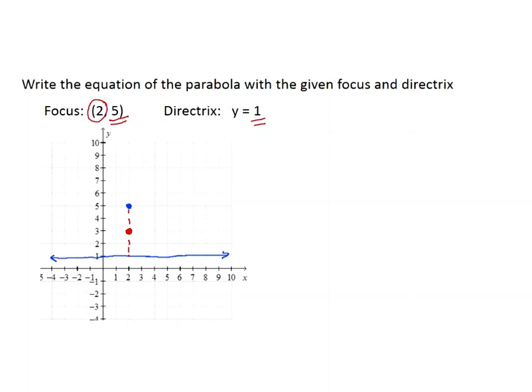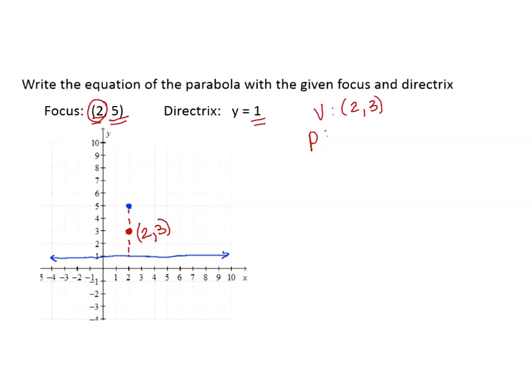For the x-coordinate, you just use the same x-coordinate as the focus because it's on that same vertical line. So my vertex is going to have an x-coordinate of 2 because it's the same as the focus, and a y-coordinate of 3 because it's the average of 5 and 1. If you look at it graphically, again, you can see it right away. You don't have to do any calculations at all. You can just see where it is. All right, so we know that the vertex is (2, 3).